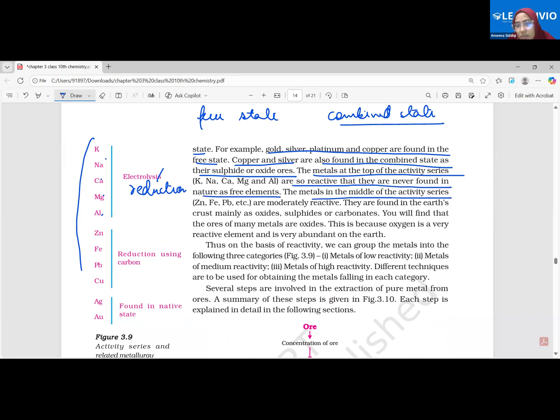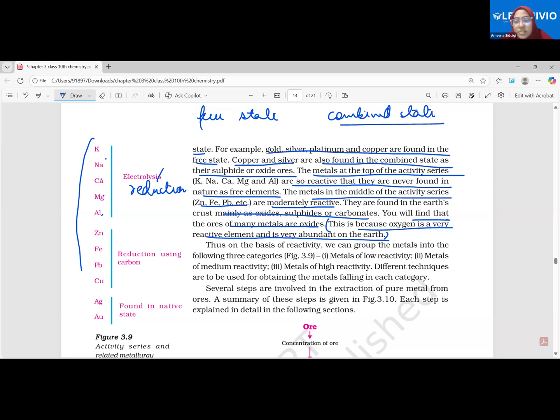The metals in the middle of the activity series, zinc, iron, lead, etc., are moderately reactive, found as oxides, sulfides, or carbonates. You will find that the ores of many metals are oxides. This is because oxygen is a very reactive element and is very abundant on Earth. This is a very important point. I think in the last class also I pointed this out.